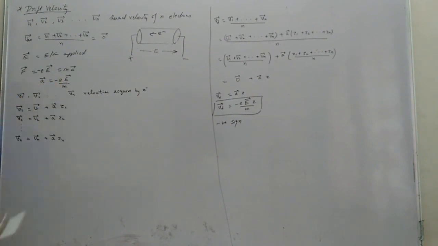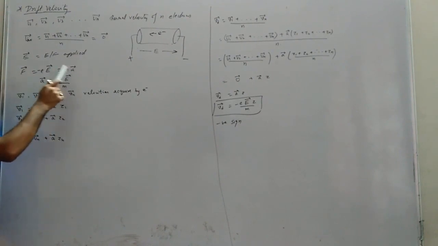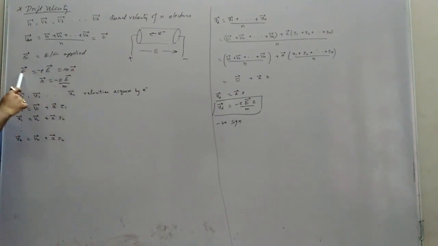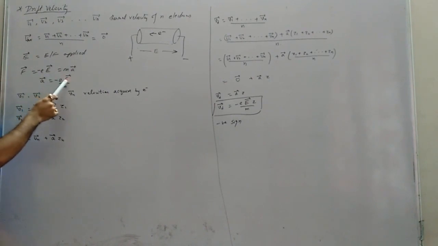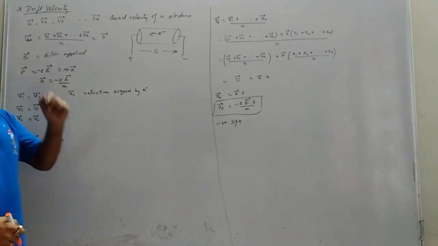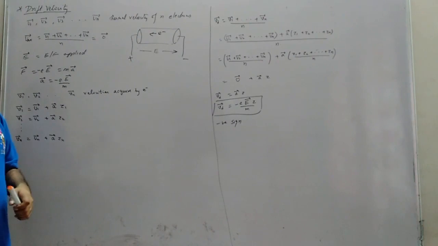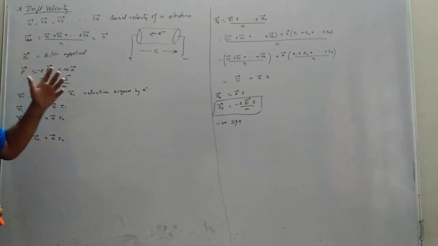Now see, all the electrons will have the same acceleration. That is why I have written m a, not m a1. Why? See, acceleration depends on what? Charge and all. All the electrons' charge is the same. All the electrons will experience the same electric field. All the electrons will have the same mass. That means all the electrons will have the same acceleration. Understood? Okay. Now, due to this acceleration, what happens to these electrons? They drift in the opposite direction of the electric field, with certain velocities. So let's calculate each and every velocity.